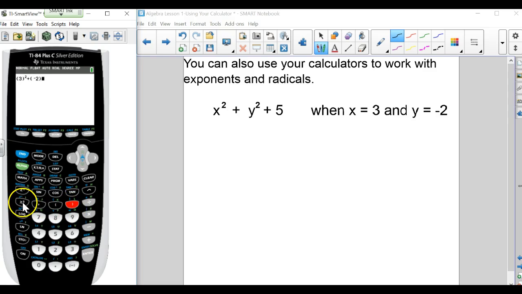This time, instead of hitting the x squared button, I'm going to hit the up arrow. And now I can put the exponent right there. I'm going to put the 2 in, and I use the right arrow to get out of that function. And I still have to put the plus 5 on the end. So now I have this expression correctly typed into the calculator. I hit enter, and the answer is negative 18.